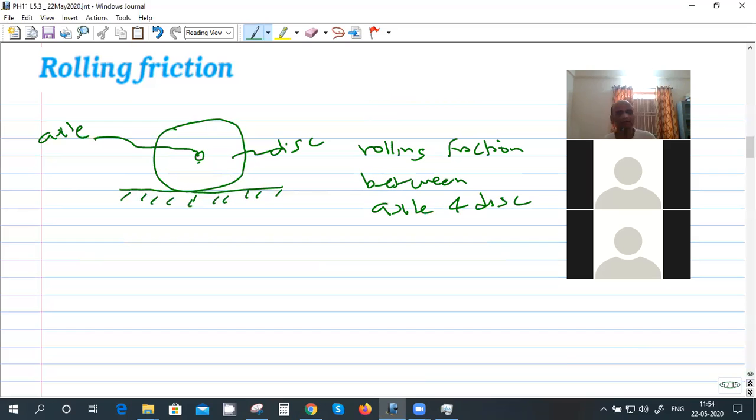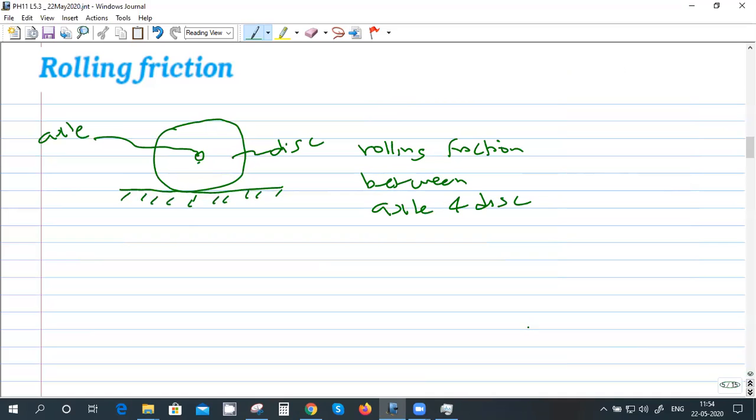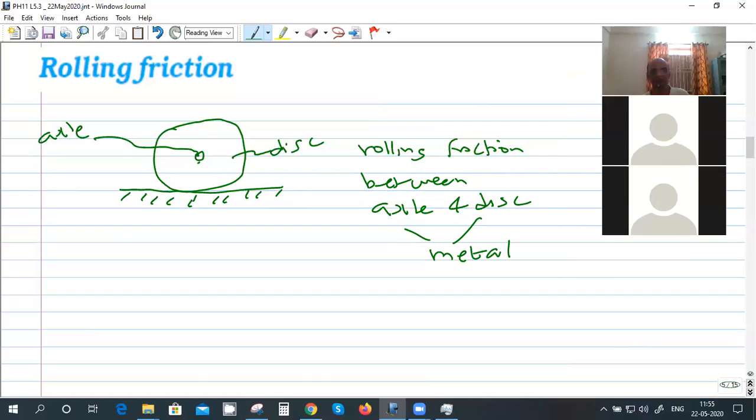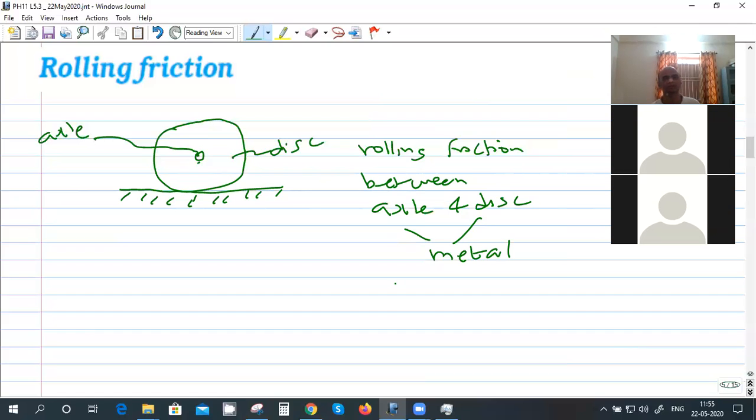So sliding friction is between the tire and the road. Then there is no slipping. And this contact is metal contact. Both are metal, axle and the disc. That's why the rolling friction is lesser compared to sliding friction. Sliding friction is between the tire and the road, where the roughness is high. So that is why in general the rolling friction is less than the sliding friction.